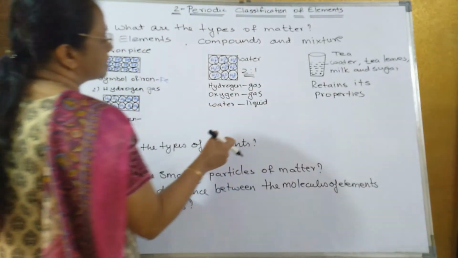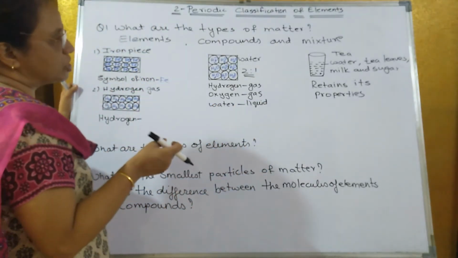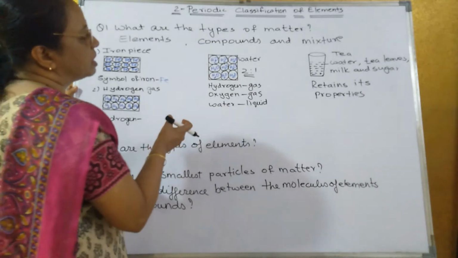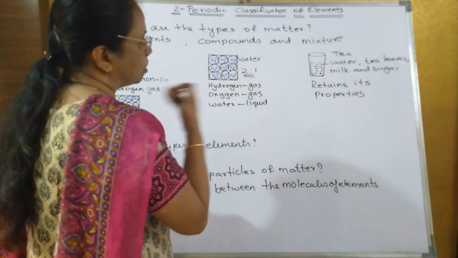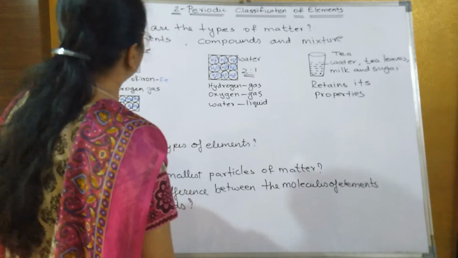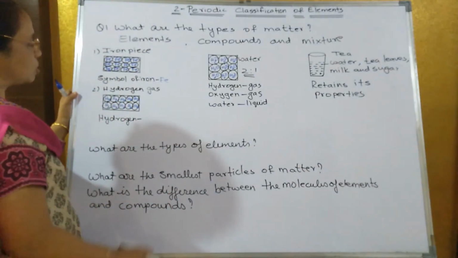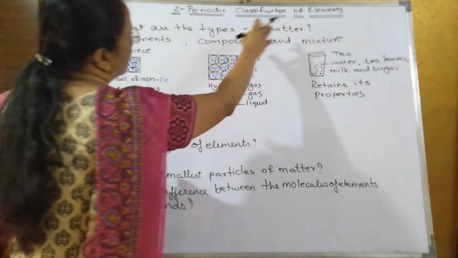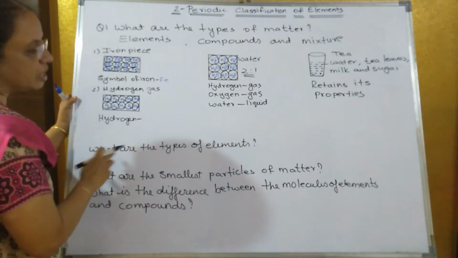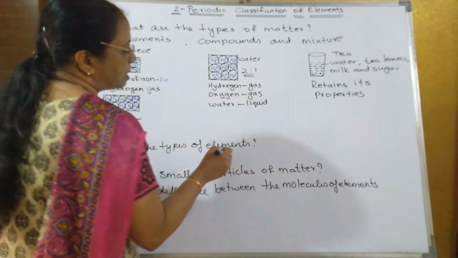So in the lesson, whenever an element is mentioned, you should know what an element is. When they speak about a compound, you should know what a compound is. When they speak about a mixture, you should know the meaning of mixture. Now this lesson is about the classification of elements. What are the types of elements? Elements are of three types.